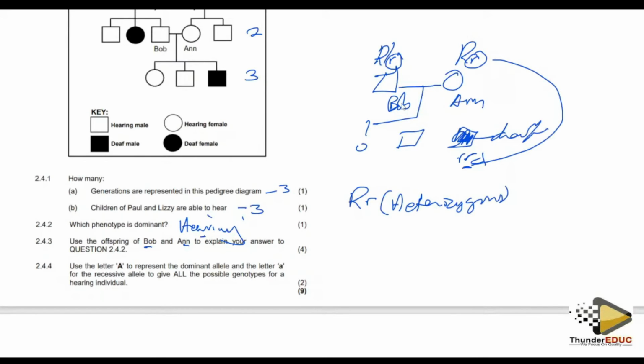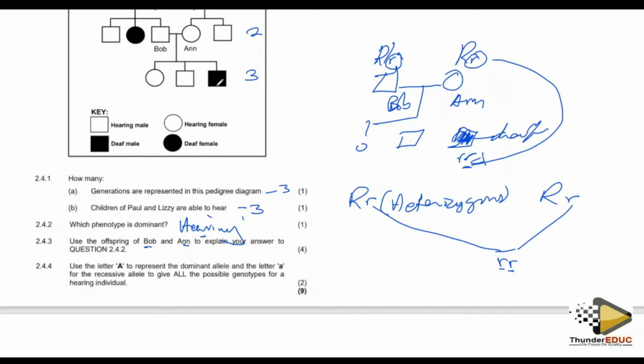They passed their recessive alleles to one kid, and the kid became deaf, which is small r, small r. So that is the reason why Bob and Anna produced a kid who is having this defect of deafness. I think I'm clear.